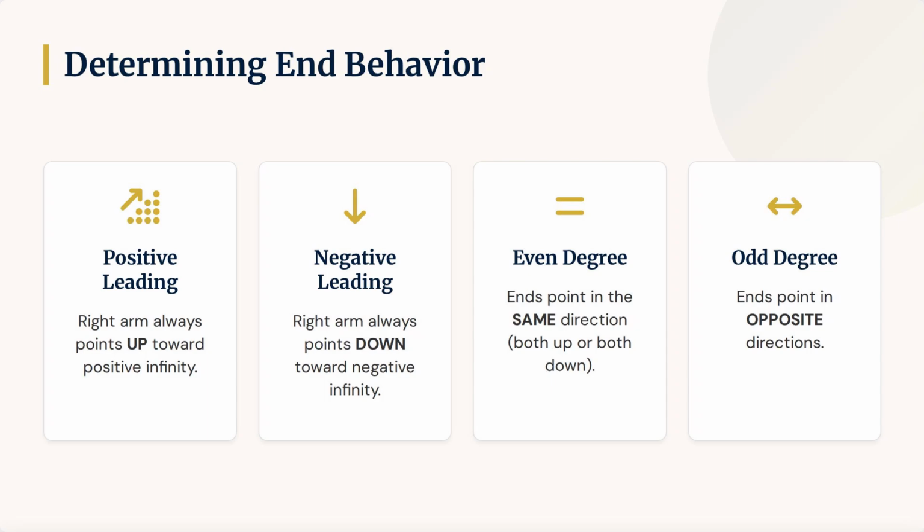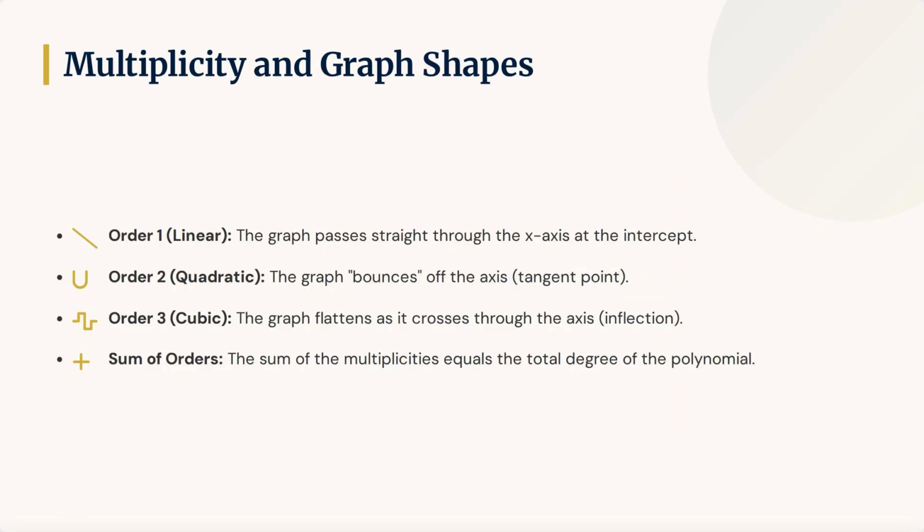Okay, let's go to the next slide, multiplicity and graph shapes. An order of 1 means the function behaves linearly, and it goes straight through the axis. An order of 2 is a quadratic function, so it creates a turning point that bounces off the axis and leaves at the tangent point.